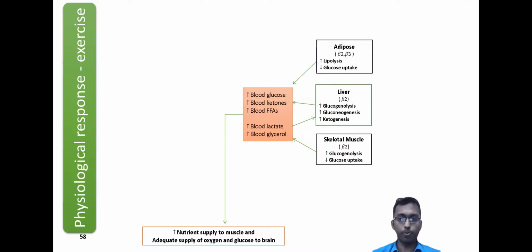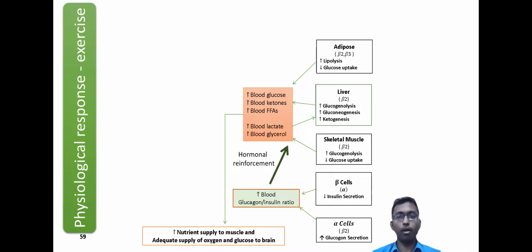By all these mechanisms, the plasma level of glucose increases drastically. It also increases blood ketones, blood free fatty acids, blood lactate, and glycerol. The increase in these nutrients is essential for the muscle and the brain to perform correctly. Further, catecholamine acts on the beta cells in the pancreas through alpha receptors to decrease insulin secretion, and it acts on alpha cells through beta-2 receptors to increase glucagon secretion. Hence, the blood glucagon to insulin ratio increases. This hormone further supports the metabolic actions of catecholamines.